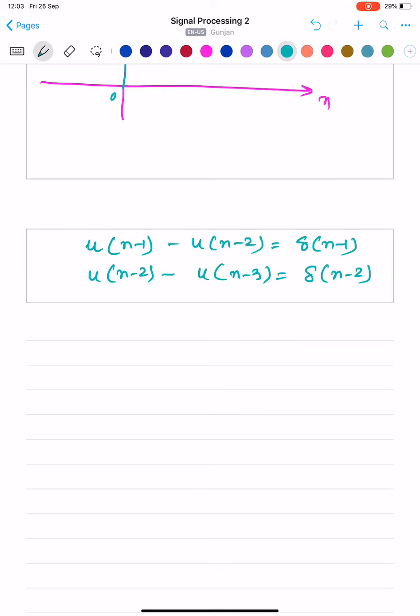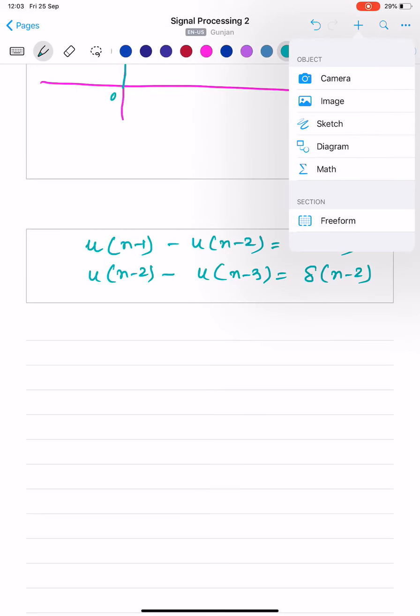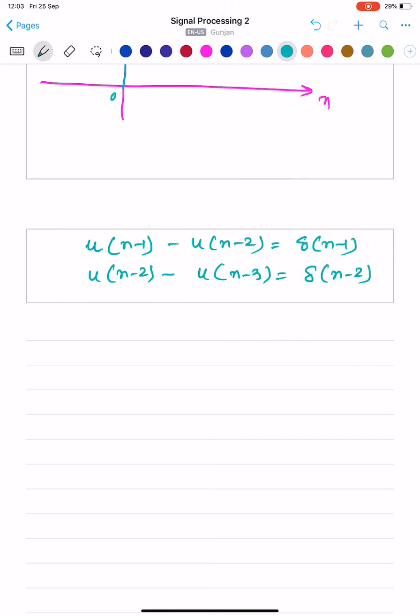So the next important signal which we are going to use is the complex exponential signal.